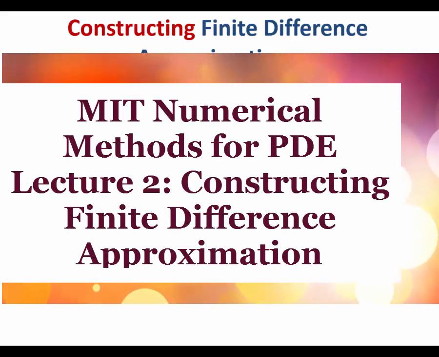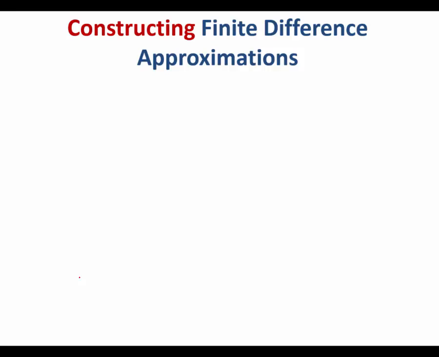How to construct finite difference approximations. So I'm going to use the same example here. Let's say I want to construct, let me actually use a different example here. I want to construct partial u, partial x. How do I approximate this derivative?